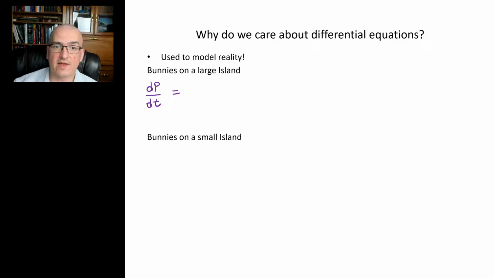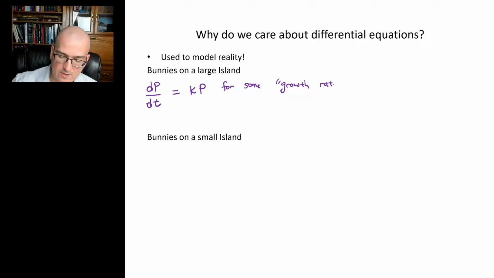So I would say then that the rate of change of the population is going to be proportional to the population itself. I'll say it's equal to k times the population P, for some growth rate k. So if k is very large, then you're going to get a higher growth rate. If k is very small, you're going to get a lower growth rate.